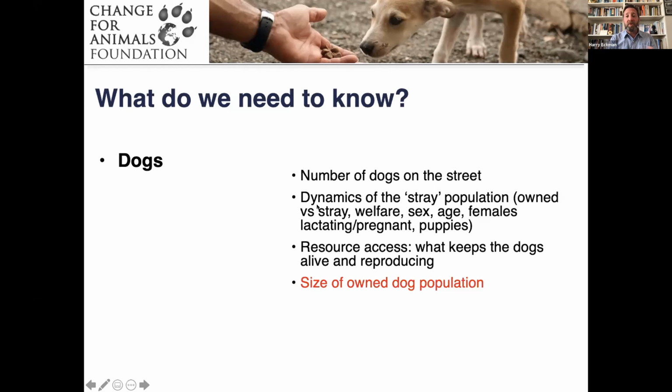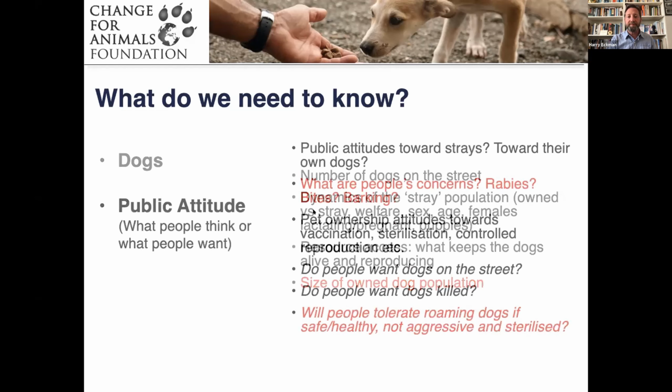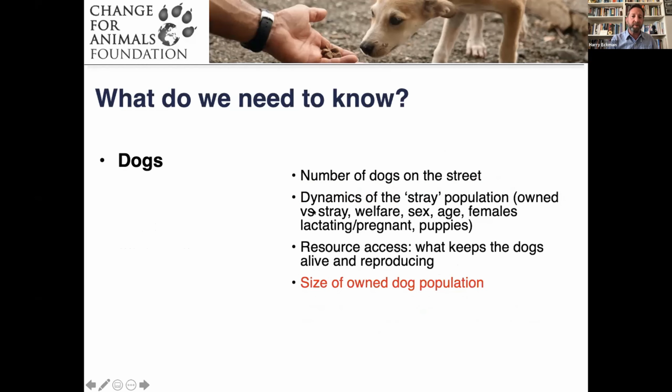But the number of dogs on the street, we also need to know when we're monitoring and evaluating. If we decide we want to sterilize dogs, say you have a population of 1,000 dogs and you sterilize 100, well, that's 10% of the population. But if you have a population of 10,000 dogs and you sterilize 100, well, then that's 1% of the population.